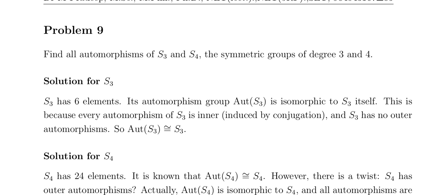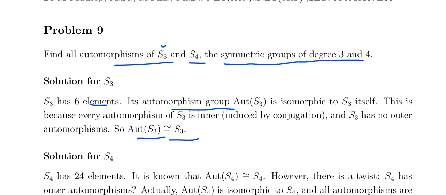Now the automorphisms of S3 and S4, the symmetric groups of degree 3 and 4. S3 has 6 elements. The automorphism group of S3 is isomorphic to S3 itself. Every automorphism of S3 is inner, and S3 has no outer automorphism. So Aut(S3) is isomorphic to S3.